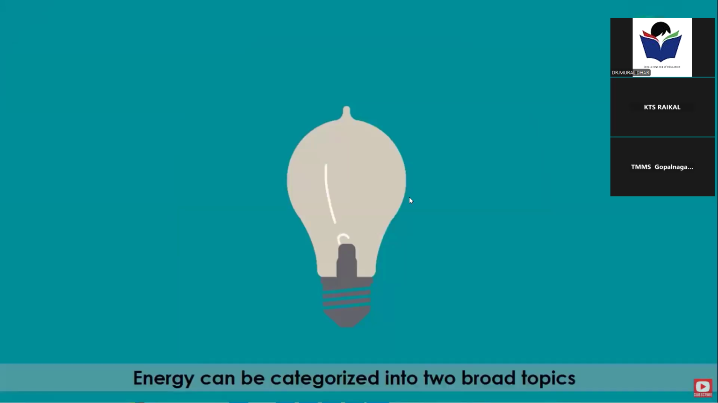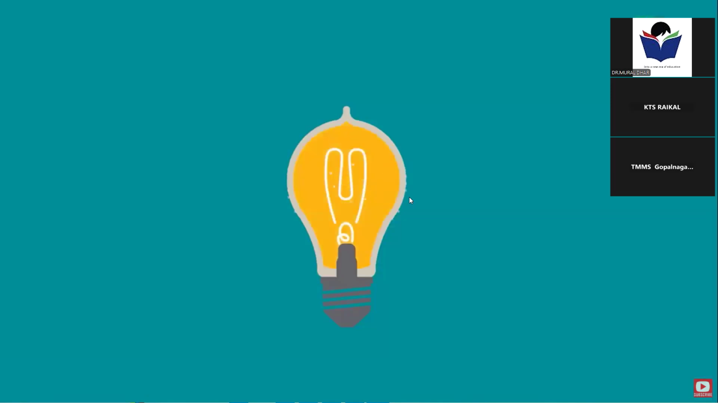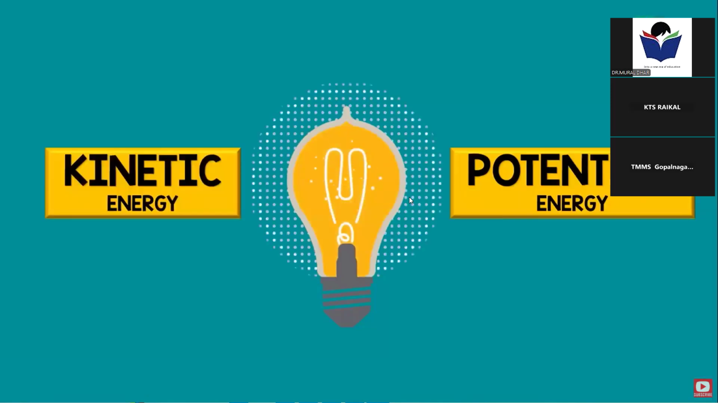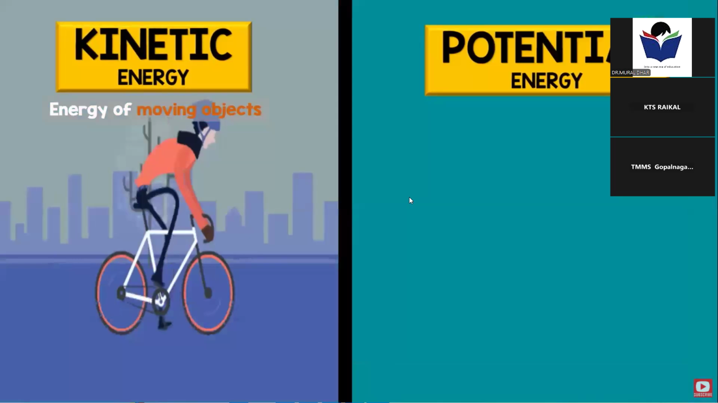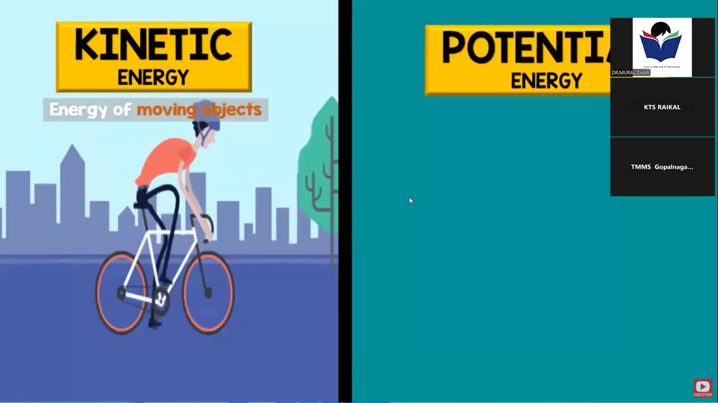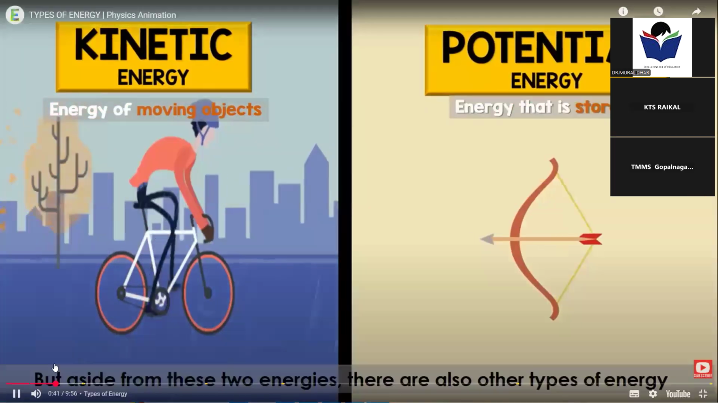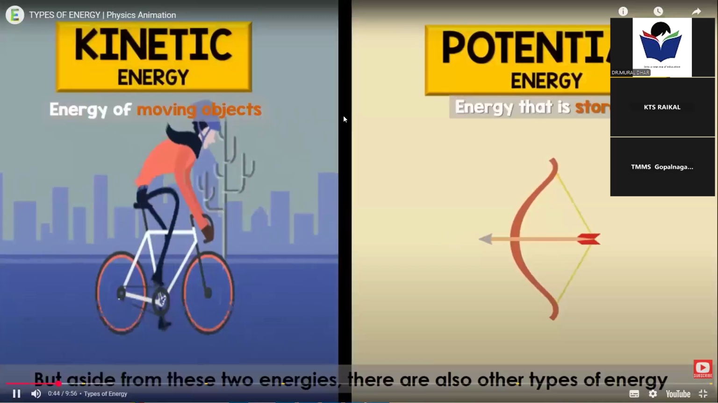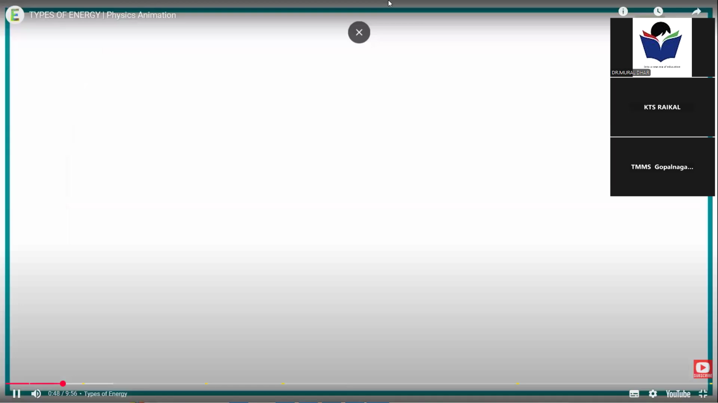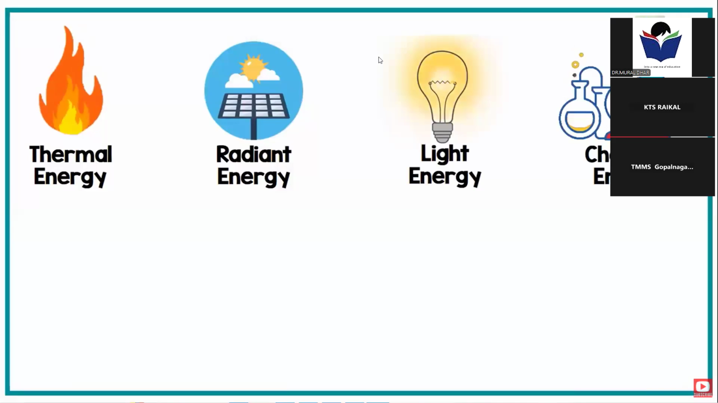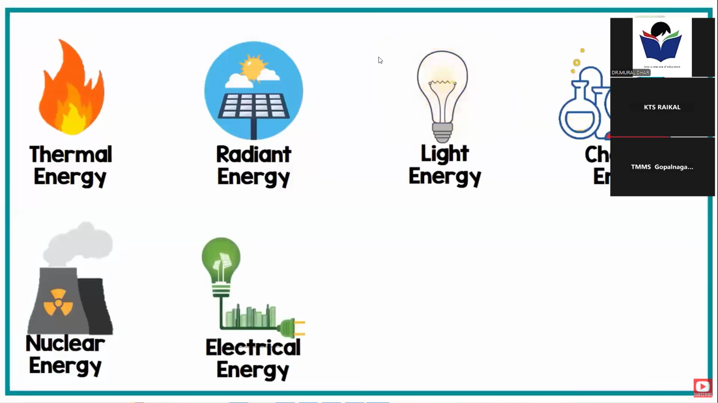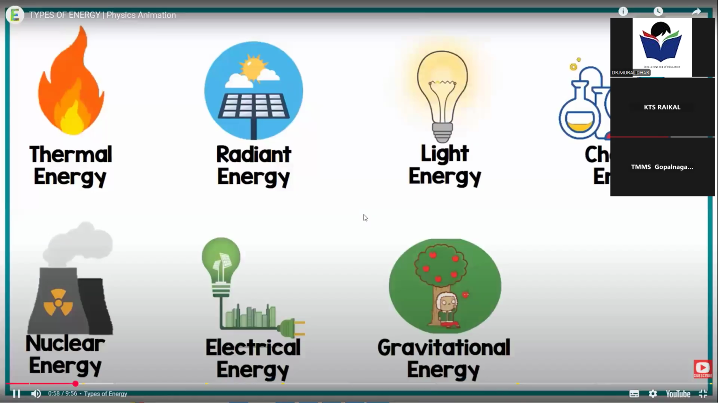Energy can be categorized into two broad topics, the kinetic energy and the potential energy. These two are the basic forms of energy, and we know that kinetic energy is the energy of moving objects, while potential energy is energy that is stored. But aside from these two energies, there are also other types of energy. This includes thermal energy, radiant energy, light energy, chemical energy, nuclear energy, electrical energy, gravitational energy, and mechanical energy.